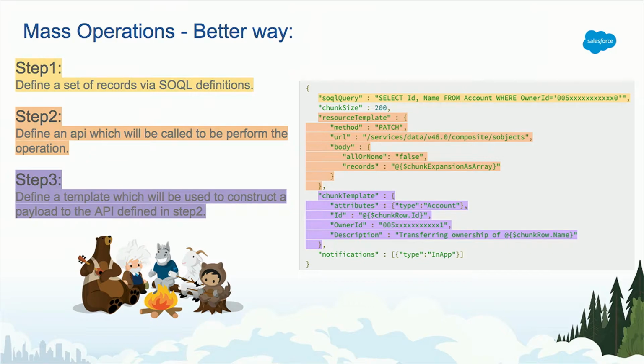So in this case, you avoid all the hassle of doing query more, because we take care of that on the back end. You avoid all the hassle of chunking up the data. In this case, the API that we call can process up to 200 records at a time, so we're saying, hey, 200 records, that's what you can process.